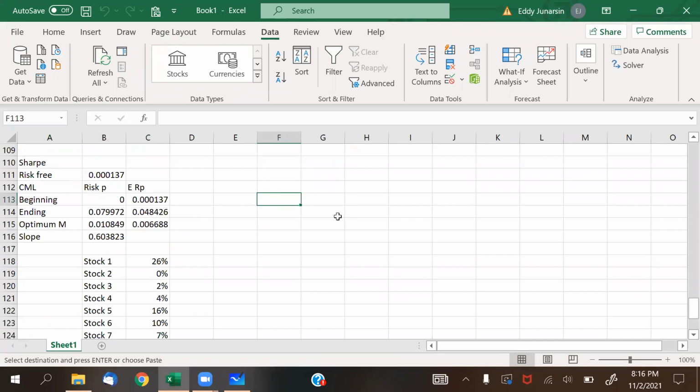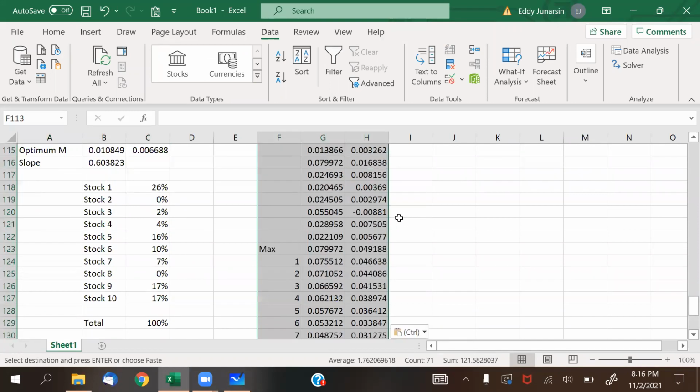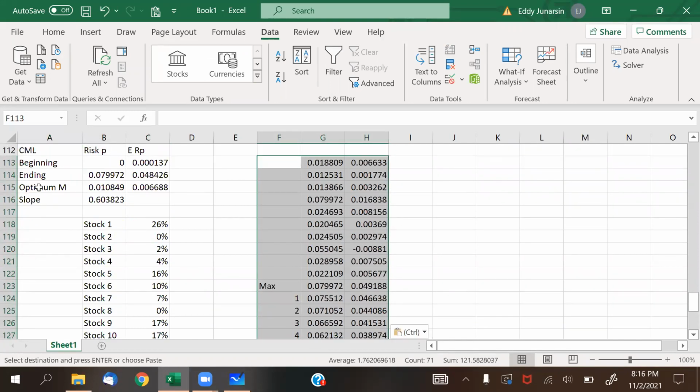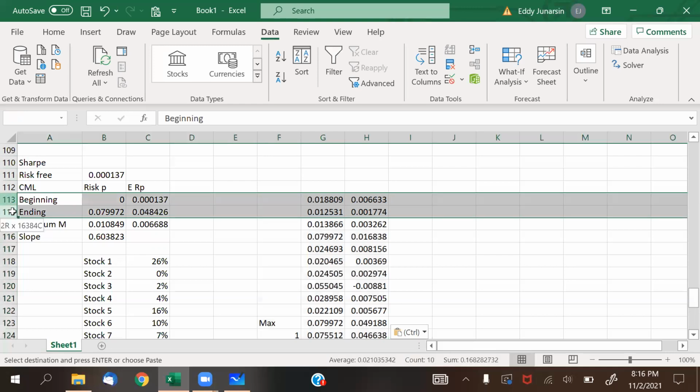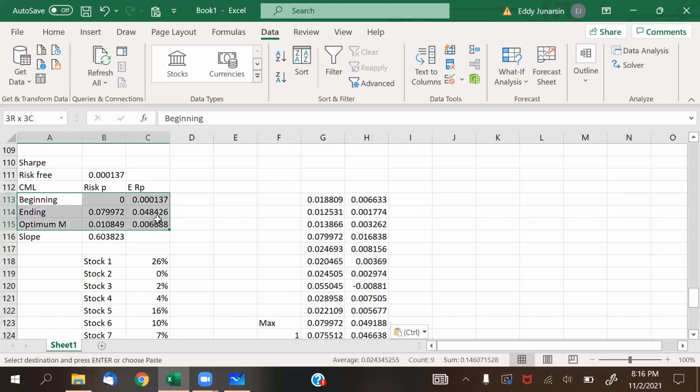Maybe here. Now I have this one, so beginning and then end. Let me think how to draw it properly. So I have the beginning, I have the ending, I have the optimum. Or maybe I only need this. And the touching point, yeah, maybe here. Yeah, this one.